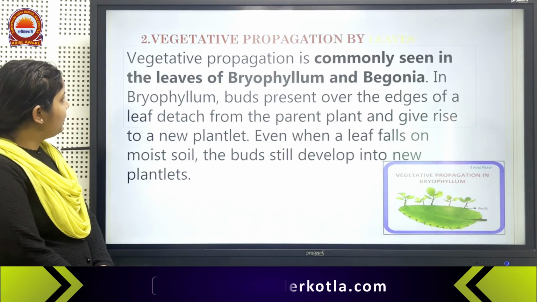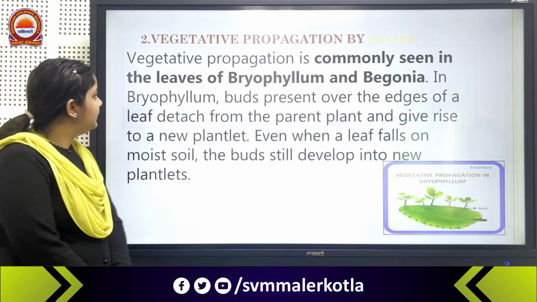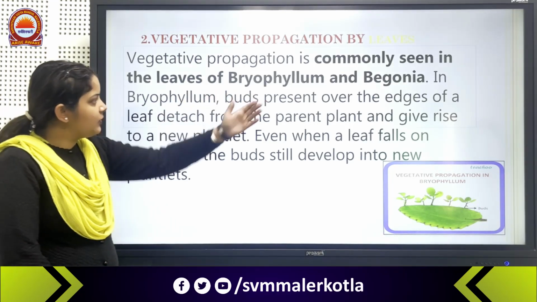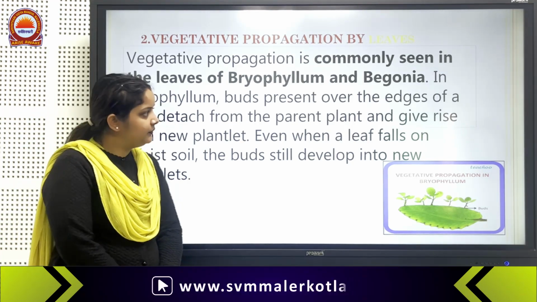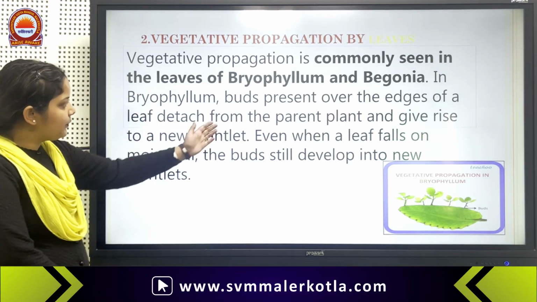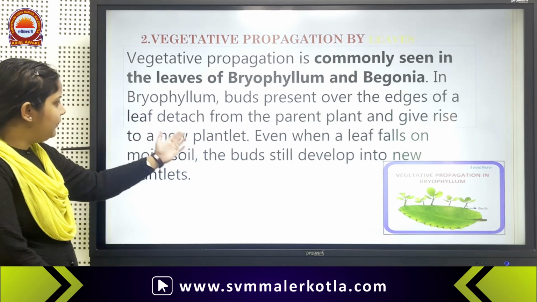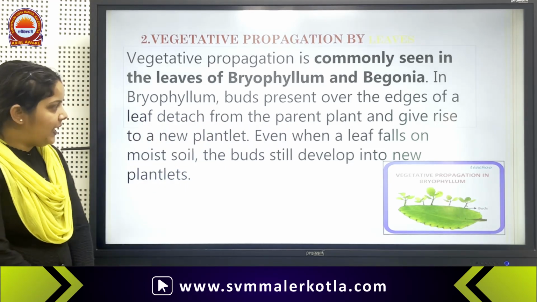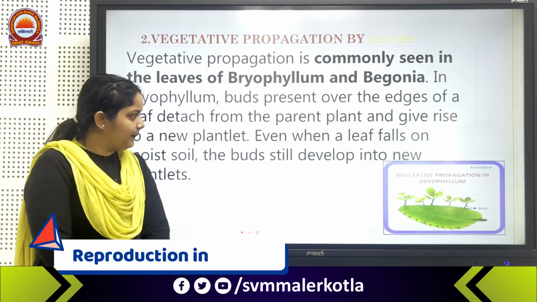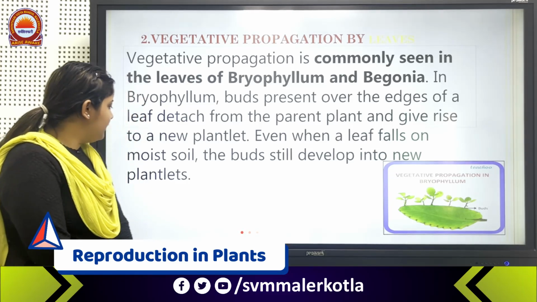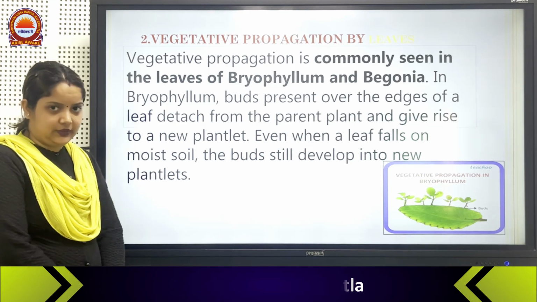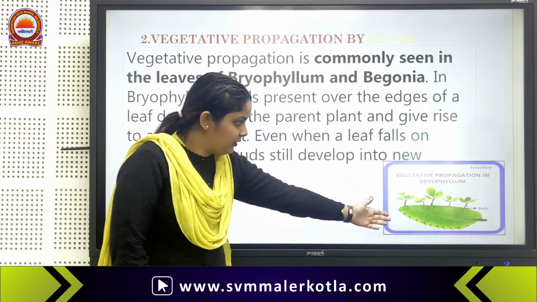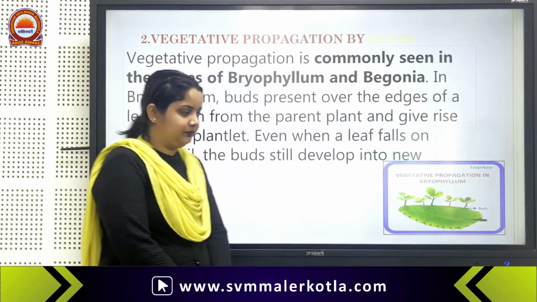Then is vegetative propagation by leaves. Vegetative propagation is commonly seen in the leaves of the Bryophyllum and Begonia. In Bryophyllum, buds present over the edges of a leaf detach from the parent plant and give rise to a new plantlet. Even when a leaf falls on the moist soil, the buds still develop into new plantlets. You can also see here the picture of the Bryophyllum plant.